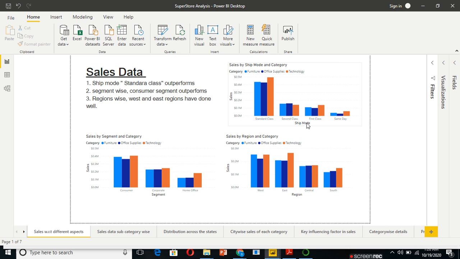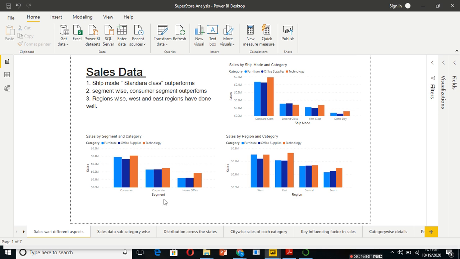Yeah, this is sales data where the standard class ship mode has outperformed, and the same day ship mode is actually not doing so well in this case. Okay, probably the store has to work on the same day delivery concepts. Probably if they are charging more, they could do some marketing gimmicks on this particular same day thing. Okay, apart from the standard class, the second, first, and same day, they can work on.